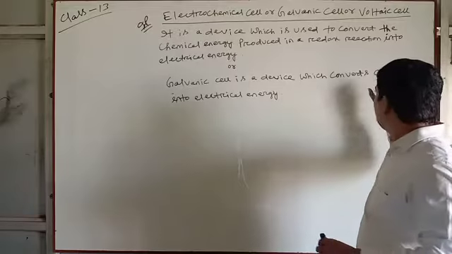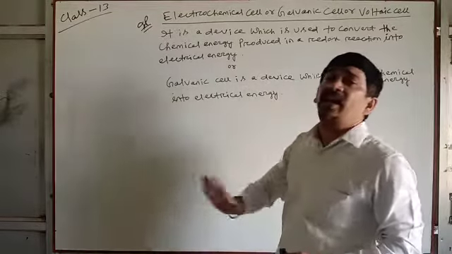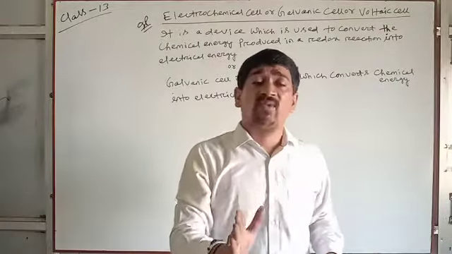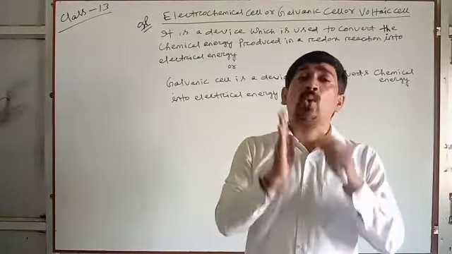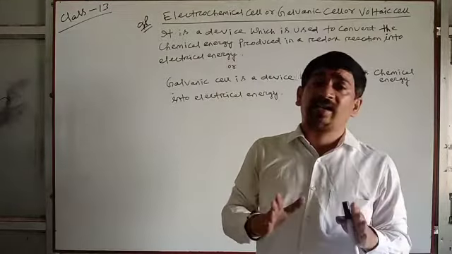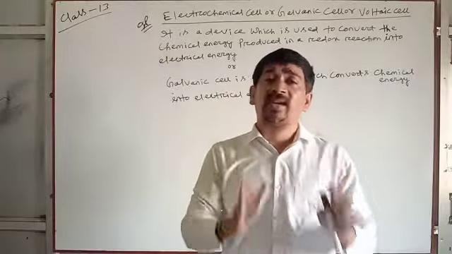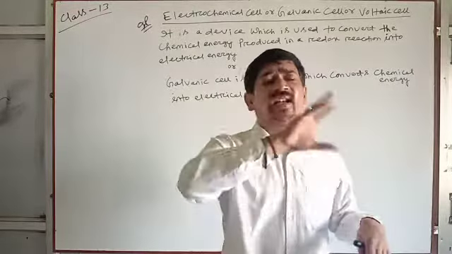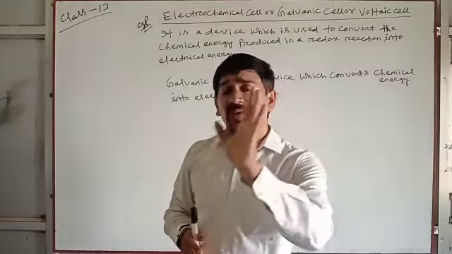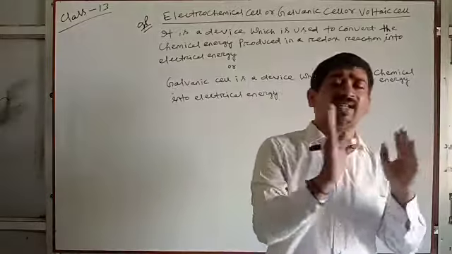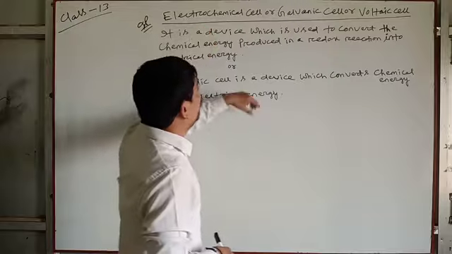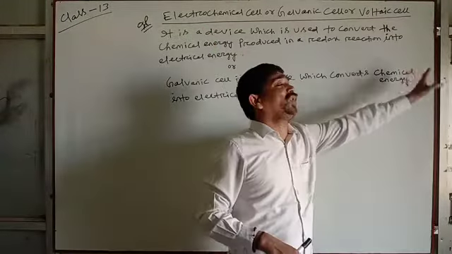Galvanic cell converts chemical energy into what? Electrical energy. Clear? Galvanic cell is a device which converts chemical energy into electrical energy. The device which converts chemical energy into electrical energy is called what? Galvanic cell or voltaic cell or electrochemical cell. Three names: electrochemical cell, galvanic cell or voltaic cell.